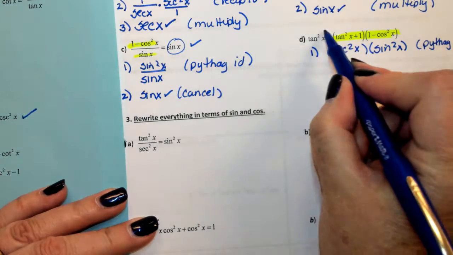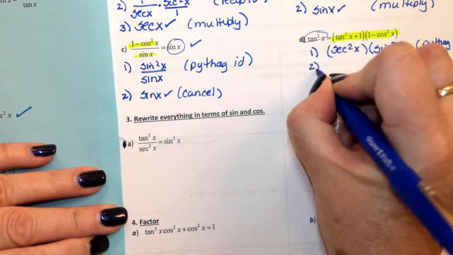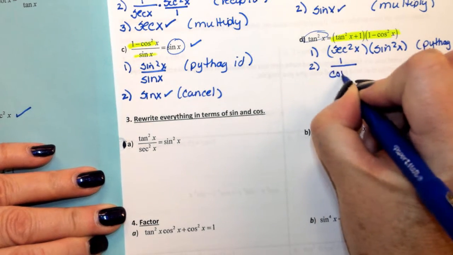Now remember, we're trying to get everything in terms of tangents. Well, by your quotient identity, what is tangent equal to? Sine over what? Cosine. There's my sine squared, so I'm good there. Is there a way I can change secant squared into a cosine? What's the relationship between secants and cosines? They are reciprocals. So then I can change secant squared into 1 over cosine squared x.